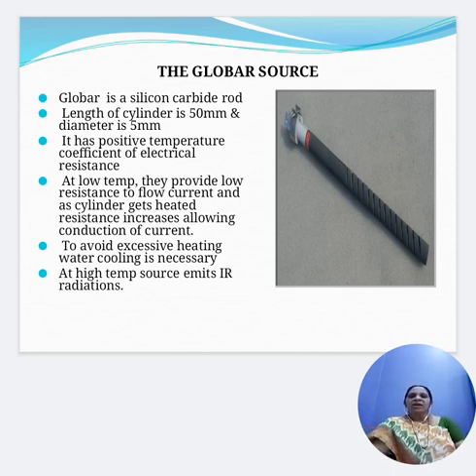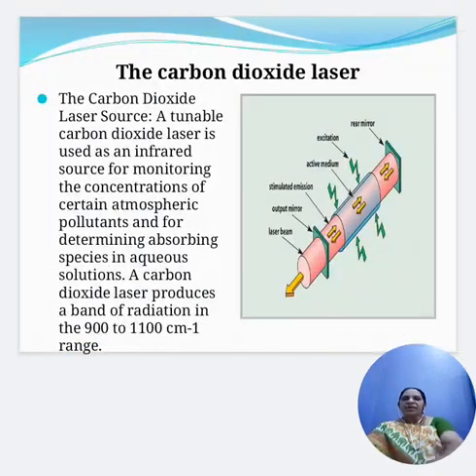So a Globar source is nothing but a silicon carbide rod, cylindrical in shape, with a length of 50 mm and a diameter of 5 mm. It has a positive temperature coefficient of electrical resistance. At low temperature, it provides low resistance to current flow, and as the cylinder gets heated, resistance increases, allowing conduction of the current. To avoid excessive heating, water cooling is necessary. At high temperature the source emits IR radiation.